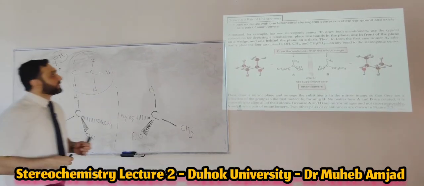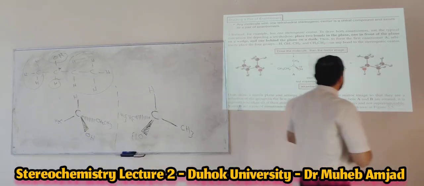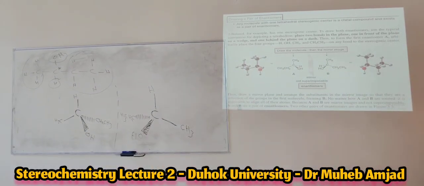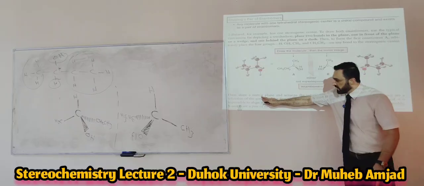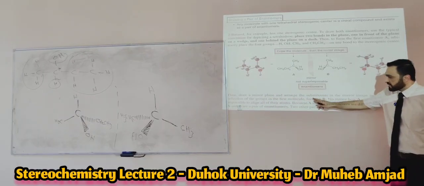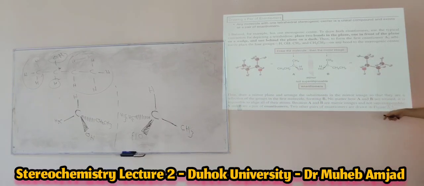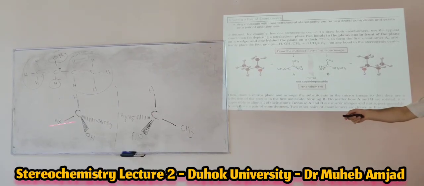Okay? So first draw the first enantiomer, which is enantiomer number I, and then draw the mirror image of this compound, which will give you the second enantiomer. Then draw the mirror plane and arrange the substituents in the mirror image so that it gives the same reflection for this part.